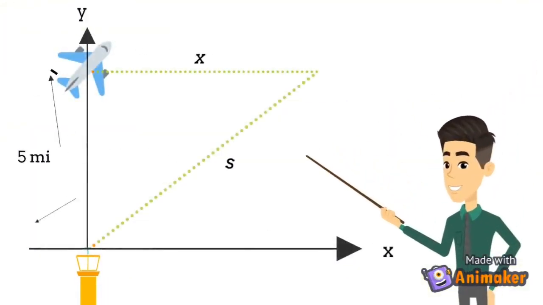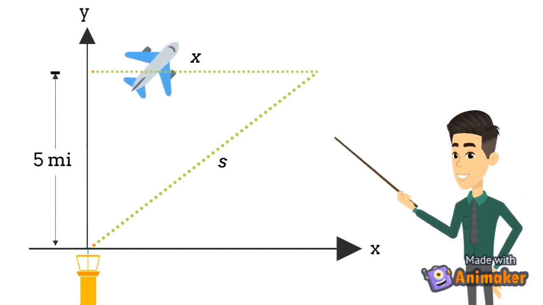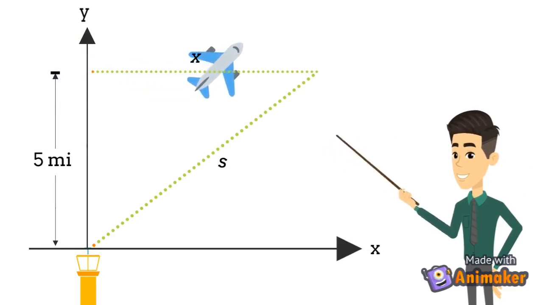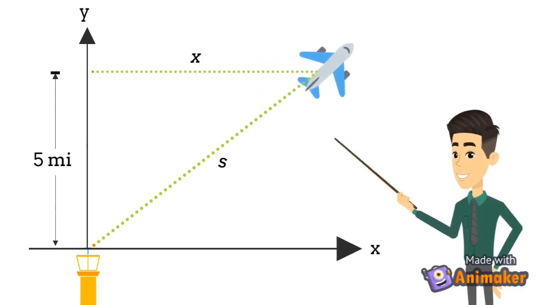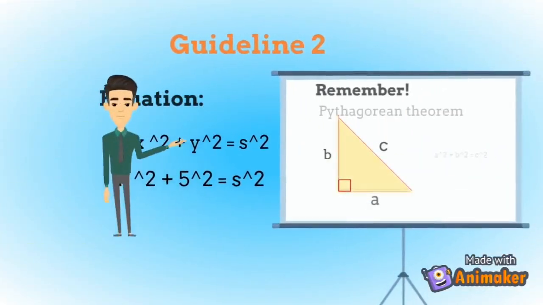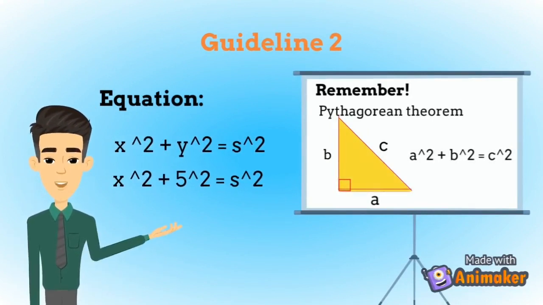This is the illustration from the question. Based on the illustration, let x be the horizontal distance from the radar antenna, s be the distance between the plane and the radar antenna, and the plane flies at a height of 5 miles from the radar antenna. Guideline 2. From the illustration, we know that the position of the plane makes a right triangle.